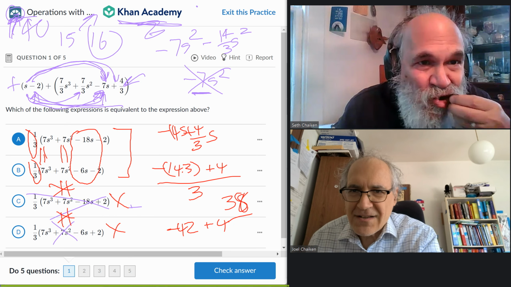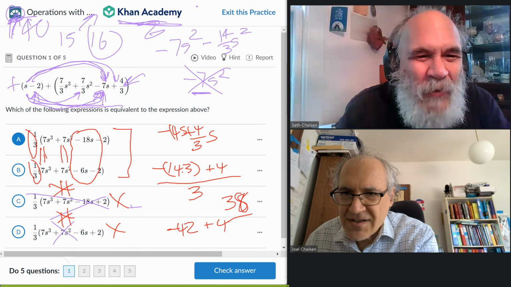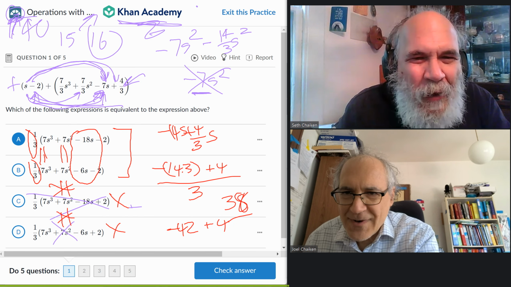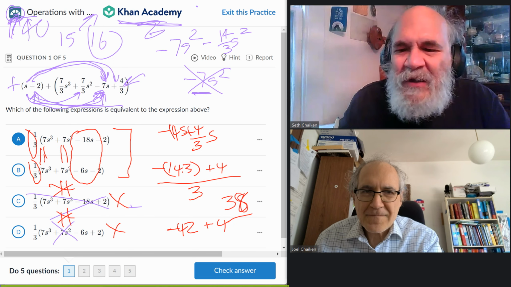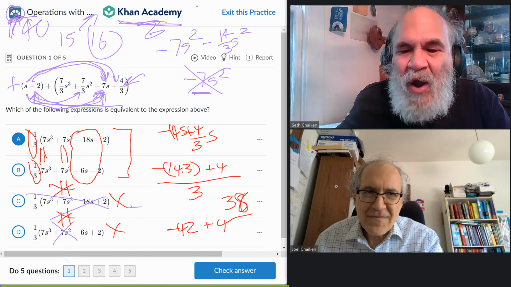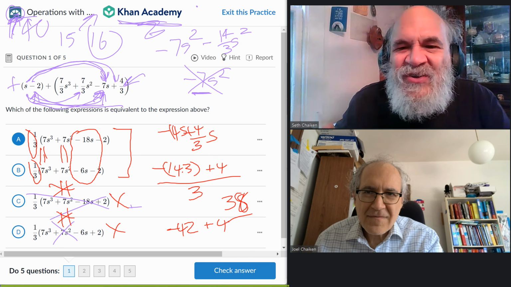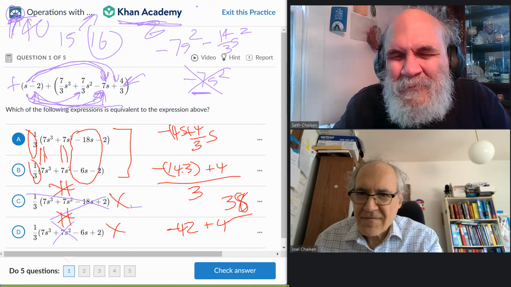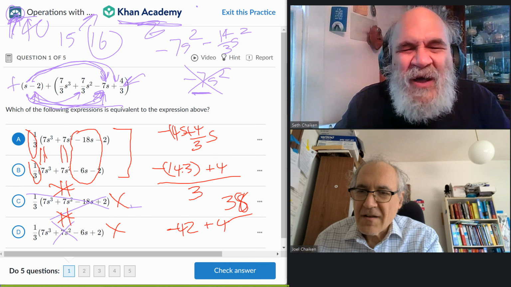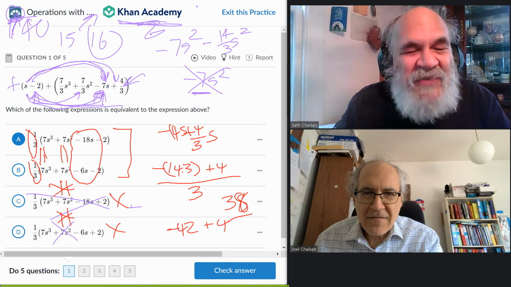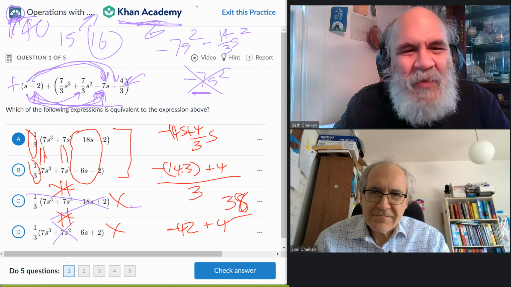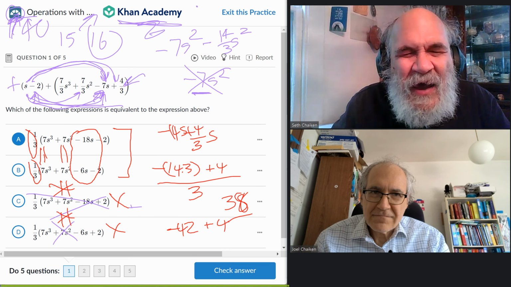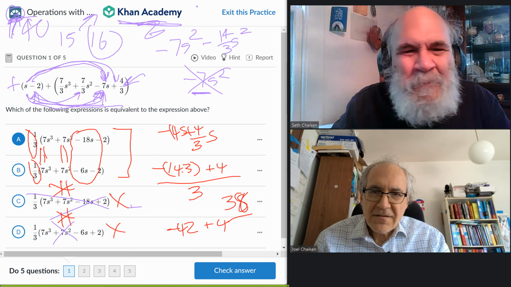Wait a second, though. Am I going nuts here? Then this s squared term's got to be negative. I don't know. I think we're worrying about whether the question itself is faulty. So let's systematically simplify the top and see what we get, very carefully.